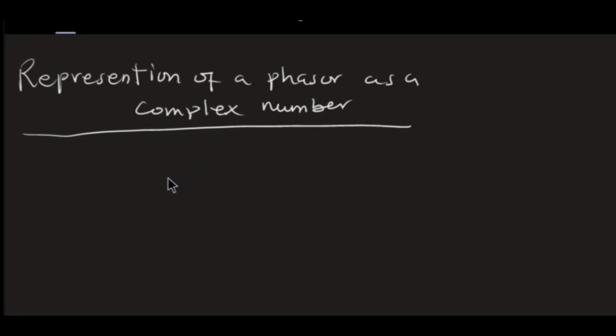In this video, I'm going to take you through representation of a phasor as a complex number. In our previous lessons, we learned that a phasor is used to represent the direction of an AC circuit current or a voltage. And you realize that in an AC circuit, current and voltage are not in the same phase. So you have I and you have V.